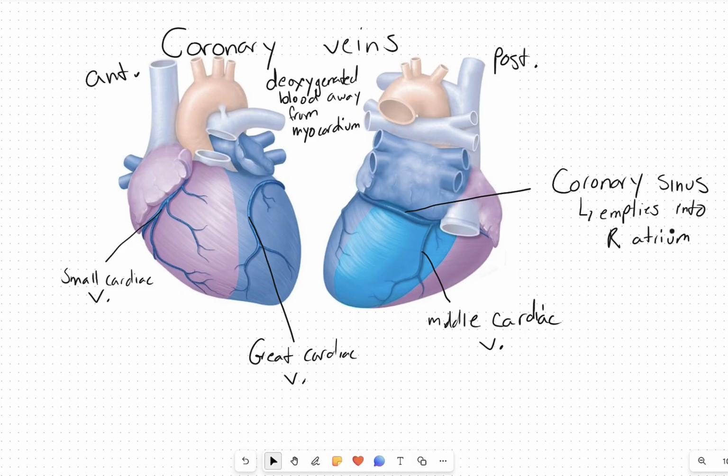So the way that this blood returns to the heart is actually directly into the right atrium through the coronary sinus. The coronary veins are even less consistent than the arteries as far as their branching and structure from person to person. So it's very common to have major differences in the coronary circulation of both arteries and veins when you look across many people in a population.